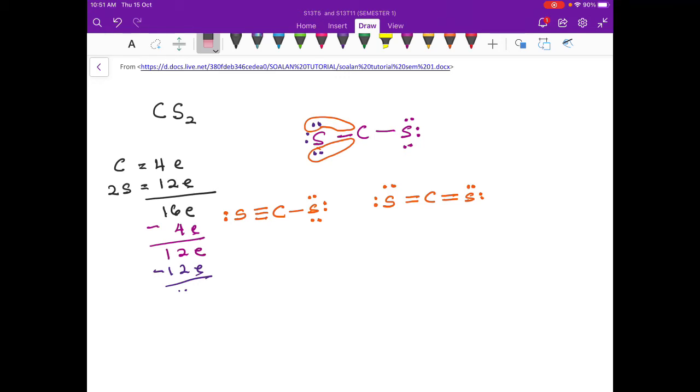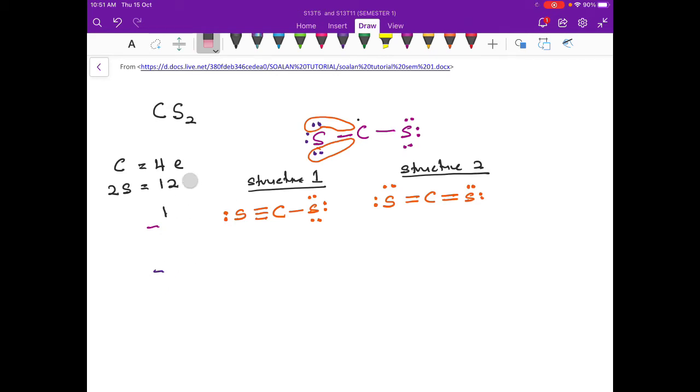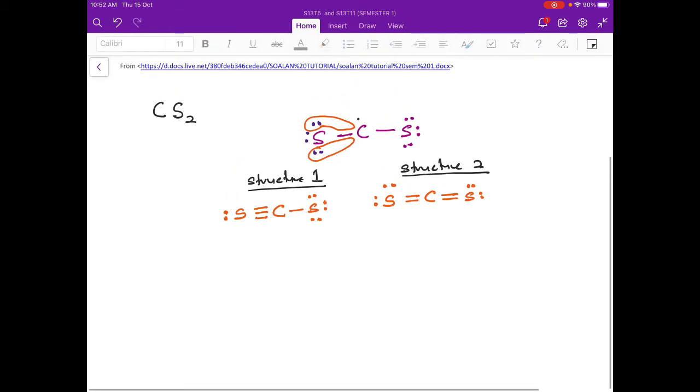Okay, so maybe we can label this as structure 1, and this as structure 2. How to determine the most plausible? I will erase this, this is settled. Okay. So the most plausible is based on the formal charge. Alright. So we need to calculate the formal charge. Let's say for structure 1.